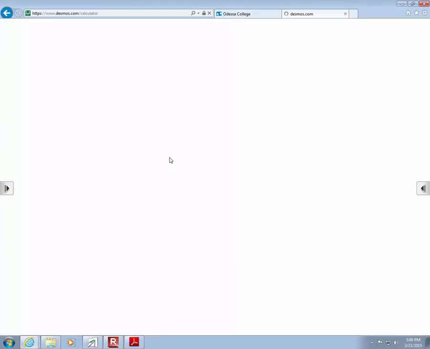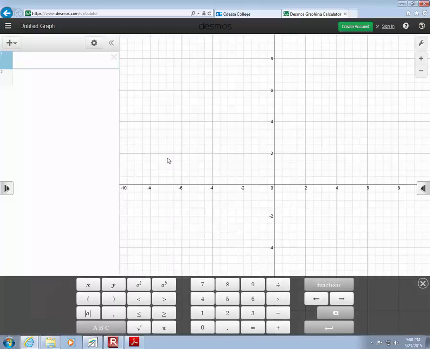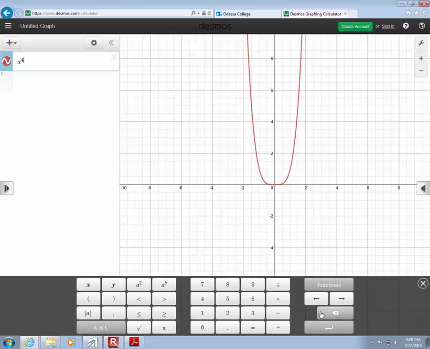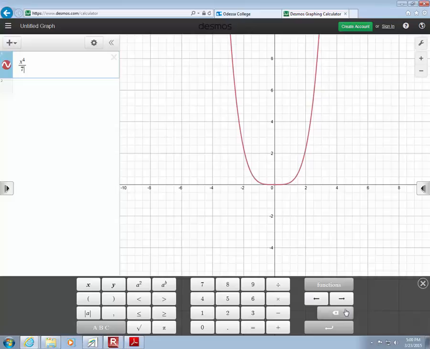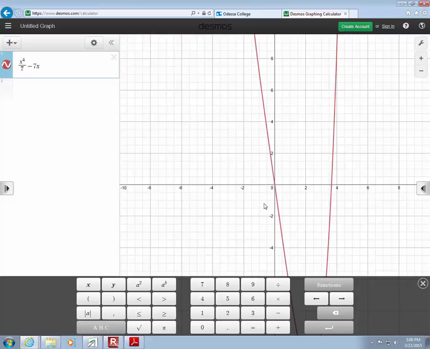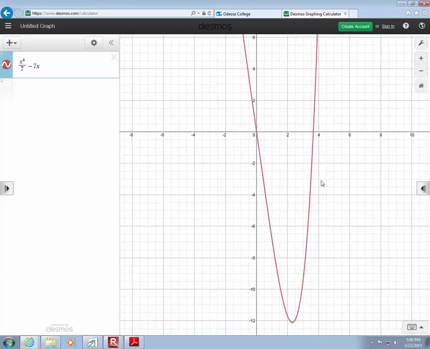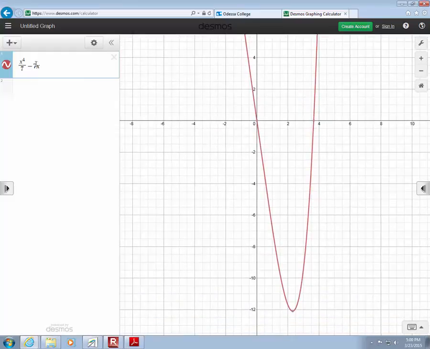I'm going to plug in that original function, so it's going to be x to the 4 divided by 7, minus 7x. So there's my, see what I found? This is my graph, right? I remember I took the derivative of this thing, correct?